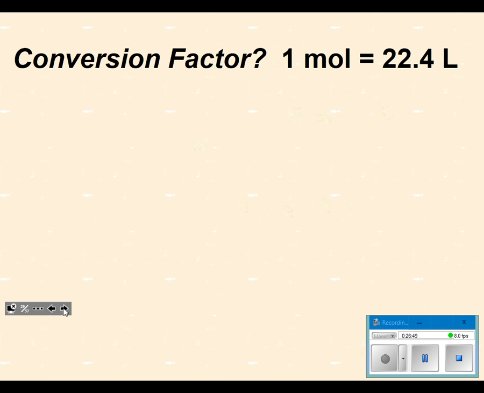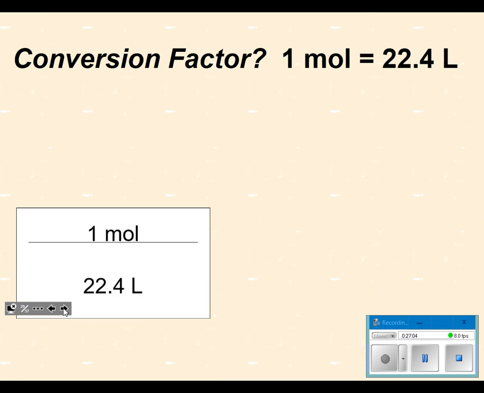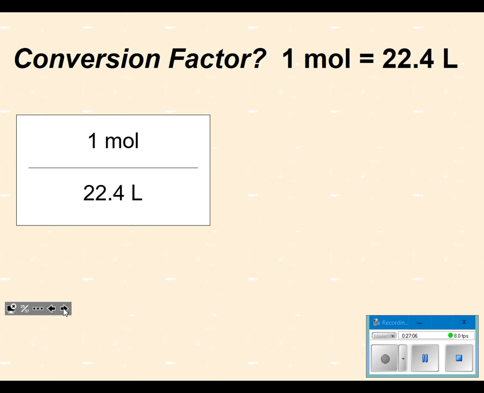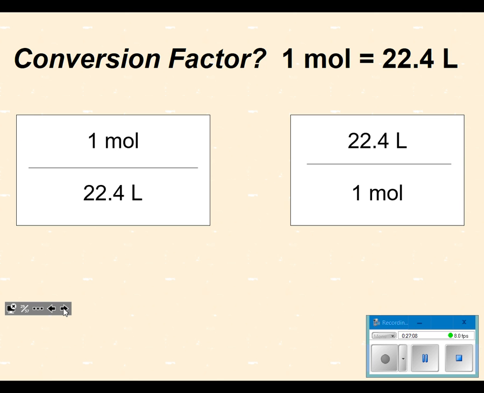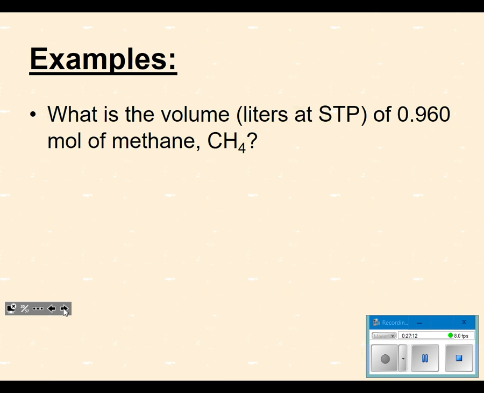All right? So again, we have another conversion factor. So we have 3 sets of conversion factors. We have one for representative particles and the mole. We have one for the gram formula mass and the mole. And now we have one for the volume and the mole. So we have a mole over 22.4 liters, or we have 22.4 liters over a mole.